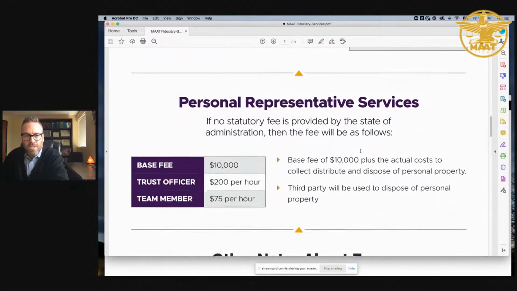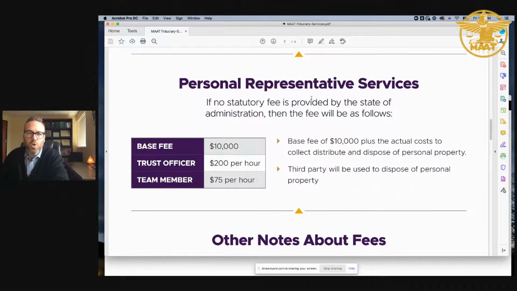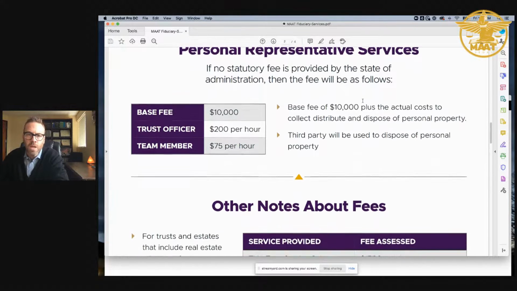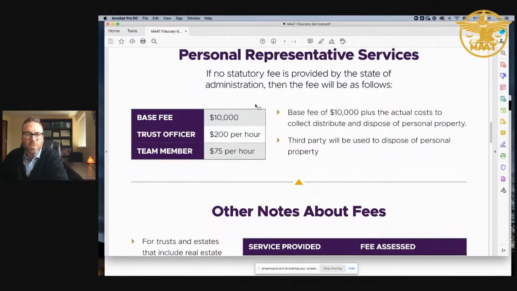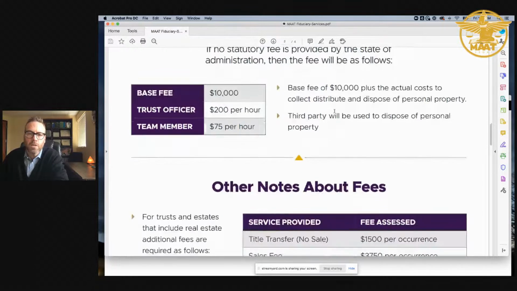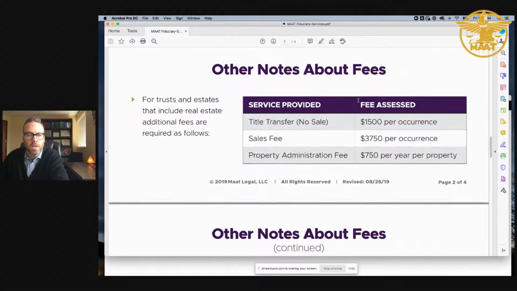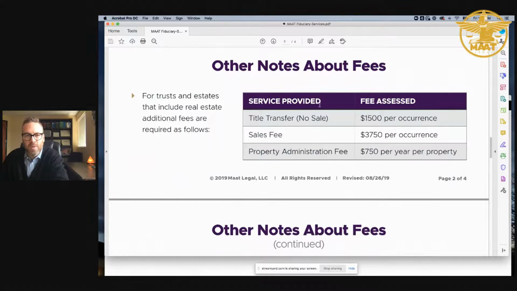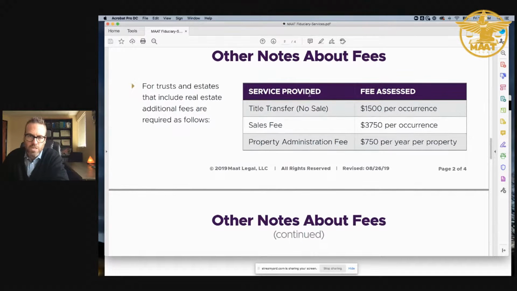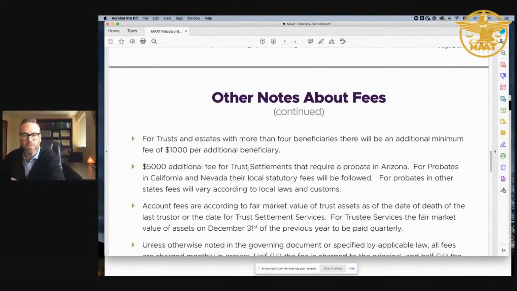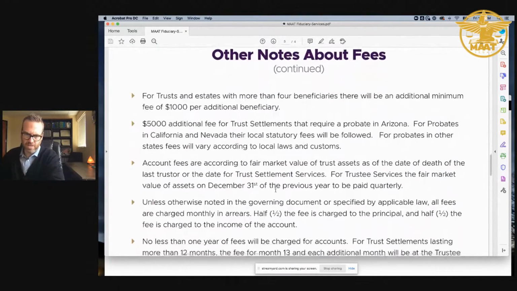Personal representative services, this is if someone names us to be the personal representative of the estate, so if there's assets titled in the name of the deceased person. If we do it right, we don't have a PR. We don't have an estate. We avoid probate. As long as everything's transferred in the name of the trust, that avoids probate. There are some other expenses as well as part of the trustee services, if we have to sell property, and if there are multiple beneficiaries and things like that.